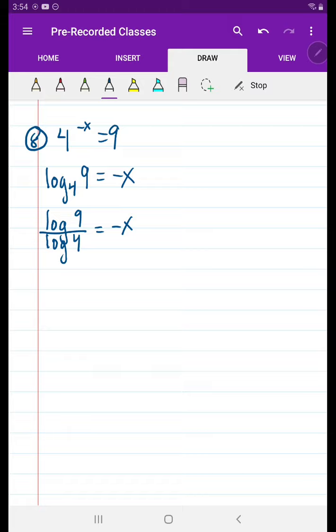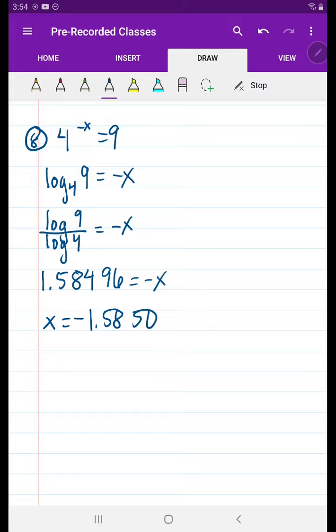So then if we punch log 9 over log 4 into our calculator, that's going to give us 1.58496, and so that equals negative x. So then x, if we round it and move our negative sign, that's going to be negative 1.5850. And so we'll have answer choice B.